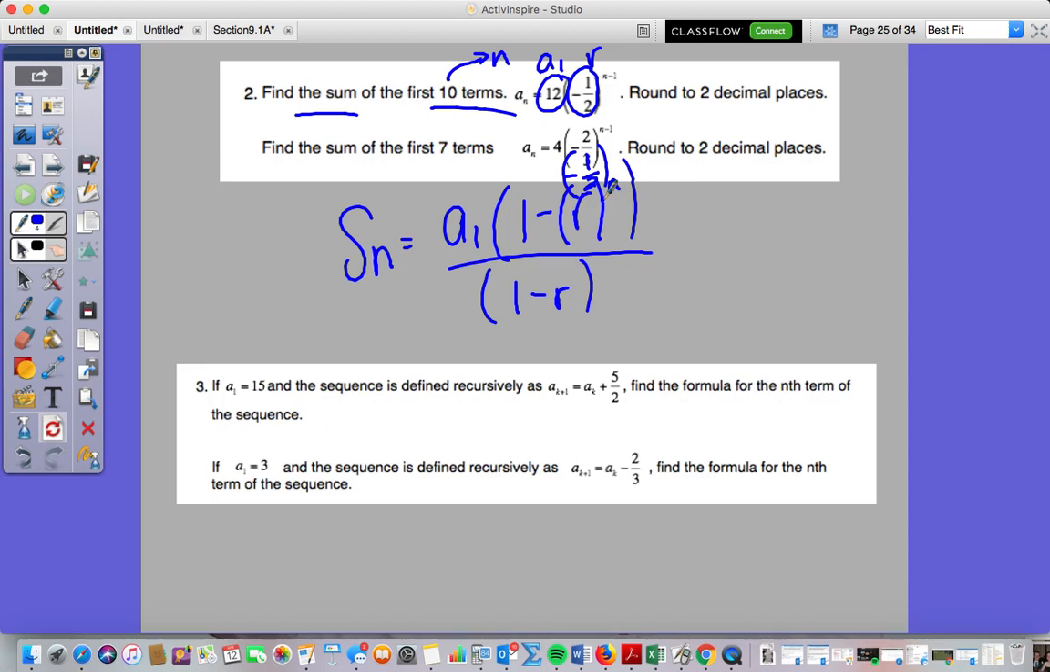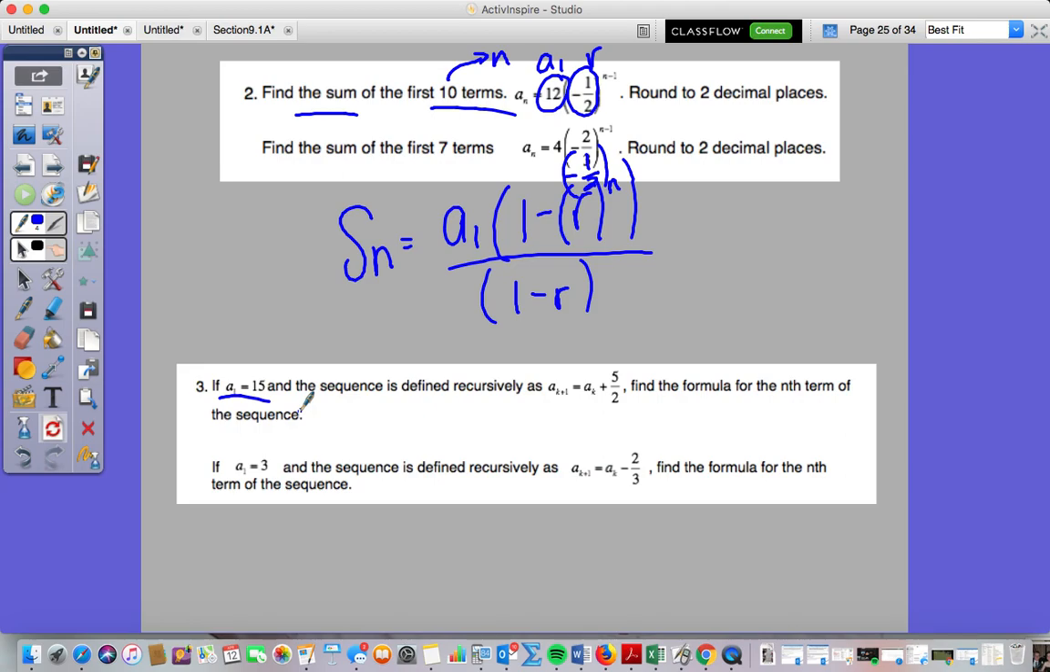I mean, you can kind of solve it, but I want to make sure I help y'all if you don't understand something. Number 3 says A1 is 15. The sequence is defined recursively, which is just a fancy way. We'll help you with that if you need it. It says find the formula for the nth term of the sequence.